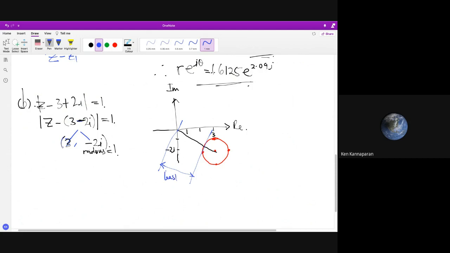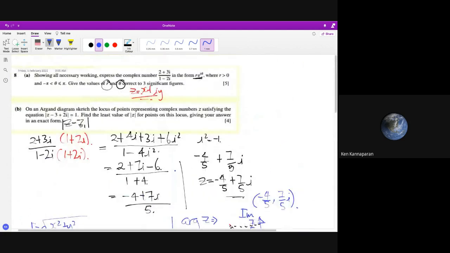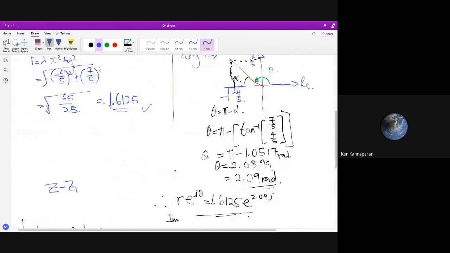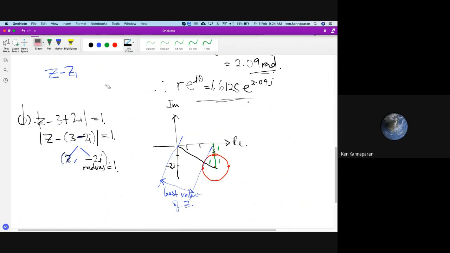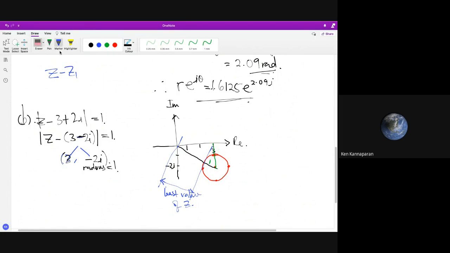Find the least value of z. Least value of z. Can you guess? Are you following, guys? Yeah. So to find that, I need to know what is the distance. I know this is 1 because radius is 1 and that's 1. And if that's 1, this is also 1 because the coordinate, we already got that. So this is another 1. So altogether, from here to here, it's positive 2. So the distance is 2.